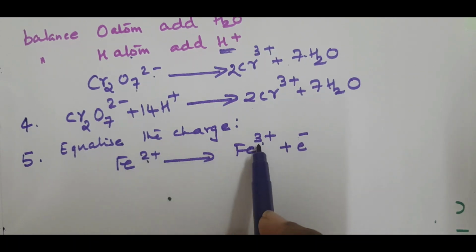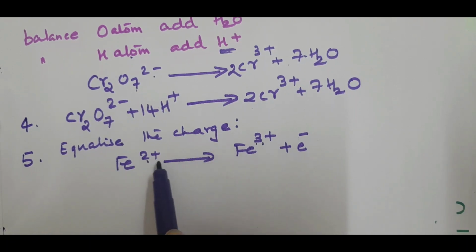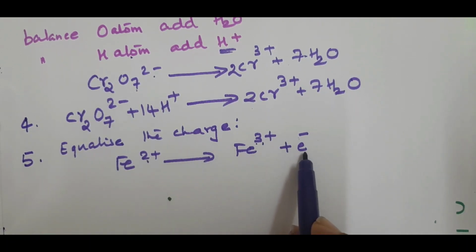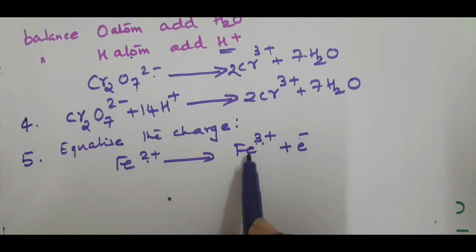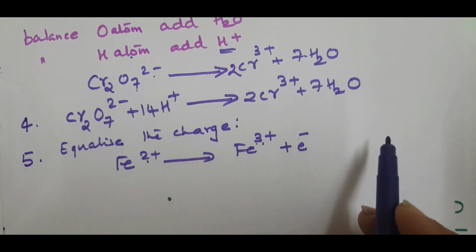Fe2+ is there, Fe3+. The charges are not balanced. So you have to make it balanced. So I add 1 minus charge to it, so that as a whole the charge will be plus 2. So the charge plus 2 and plus 2 is equal.